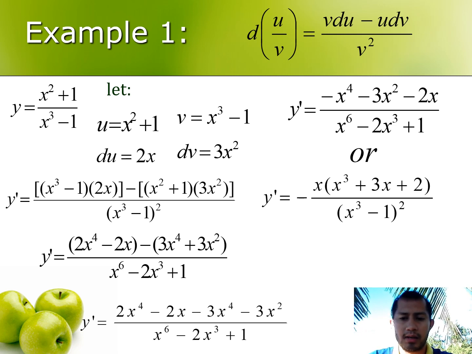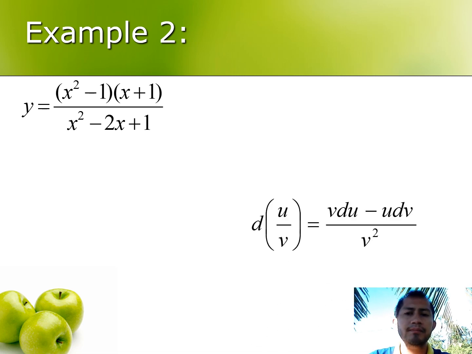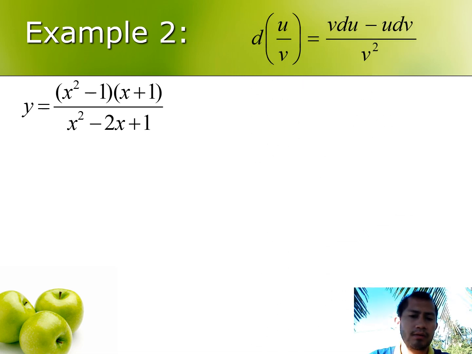We only have one formula. So in this case, we need to always apply the quotient rule. Now, second example, this is quite interesting because the upper part could be considered as a product. So y is equal to the quantity of x squared minus 1 times the quantity of x plus 1, all over x squared minus 2x plus 1. So the formula again is the quotient rule.